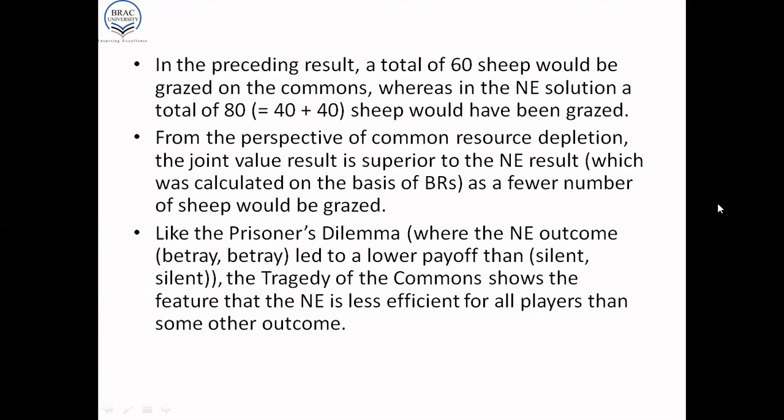So this result is similar to the prisoner's dilemma, where the Nash equilibrium outcome, which was betray and betray, if you remember, led to a lower payoff than silent, which had a higher payoff. So betray, if I remember correctly, had a payoff of 1-1, whereas silent had a payoff of 2-2. Please confirm this. So the tragedy of the commons shows that the Nash equilibrium is less efficient for all players than some other outcome.